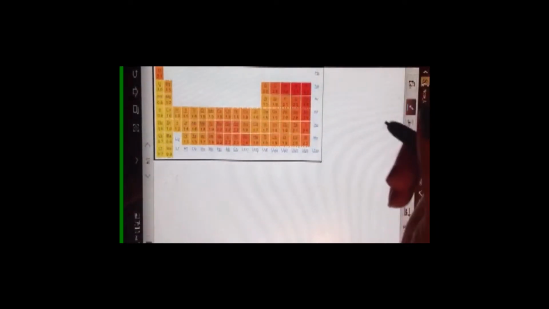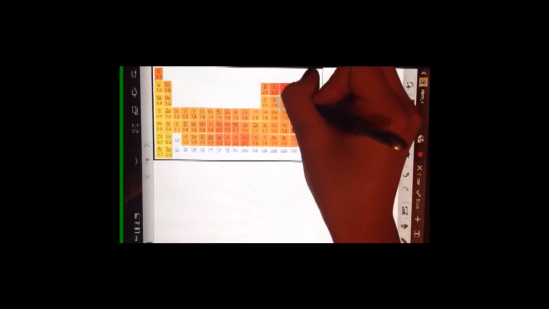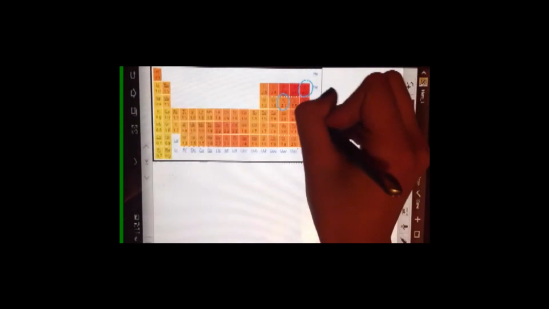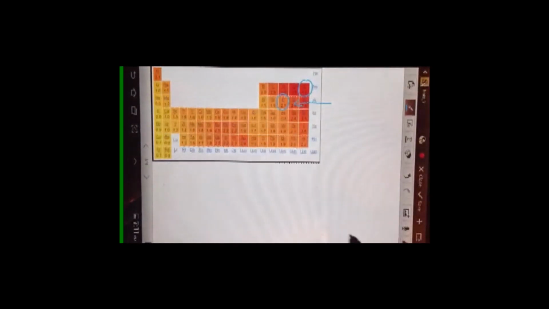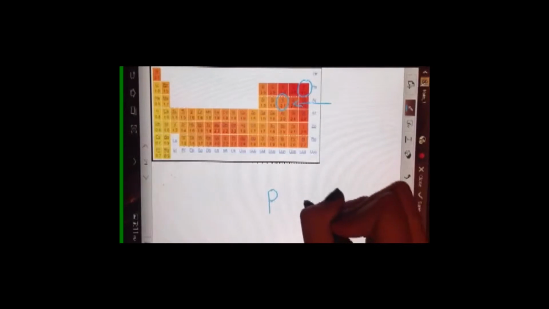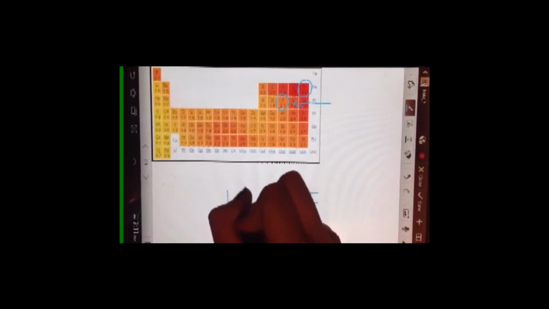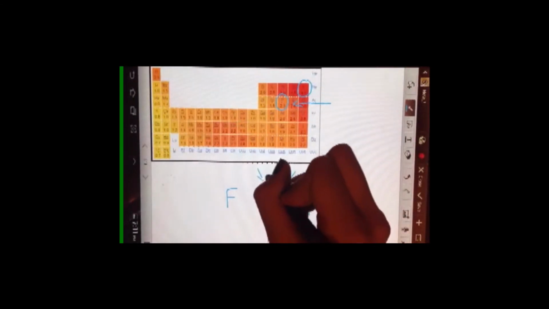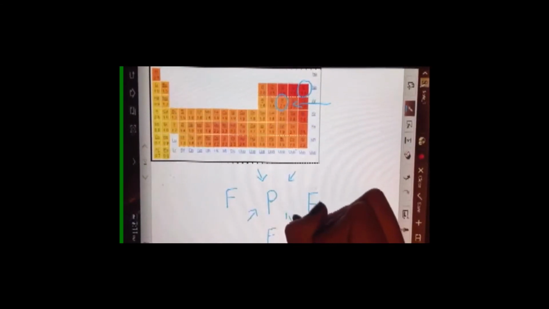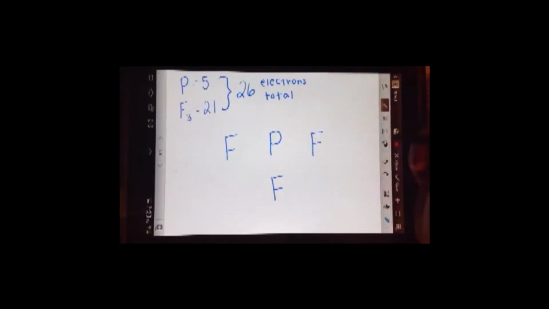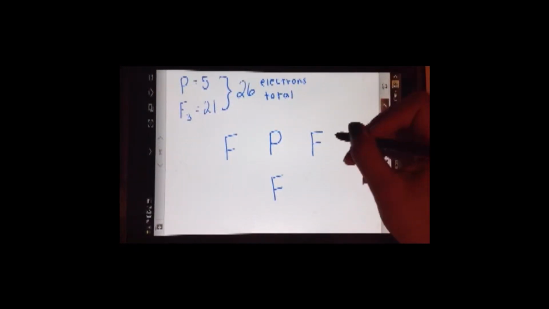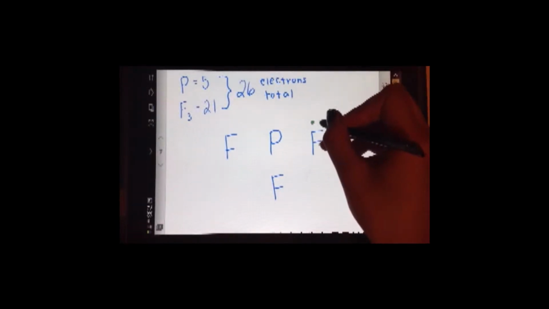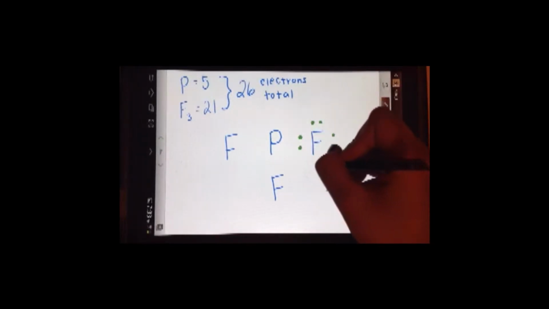Next, set up the dot structure by putting the element with the least electronegativity in the middle. In this case, phosphorus has the least electronegativity. Now start to sort out the 26 valence electrons. Remember, each element needs to have 8 electrons.